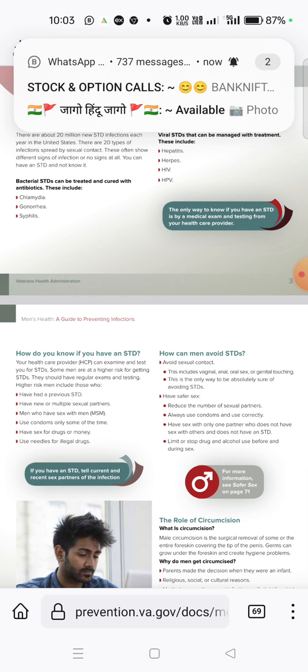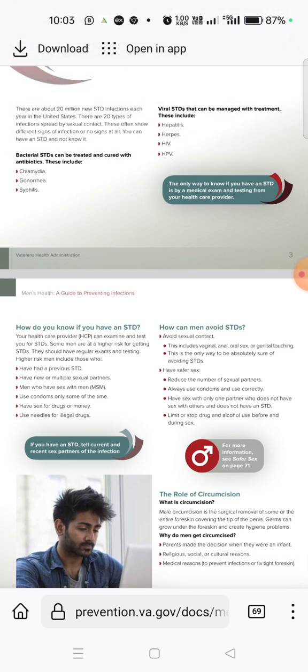Higher risk may include those who have had a previous STD, and who visit the practitioner or family physician regularly. Who are these persons? First, those who have had a previous STD, that is, suffered from a previous STD. Second, those who have a new or multiple sexual partners. Those persons should also be examined regularly for STDs. Men who have sex with men should also be examined.